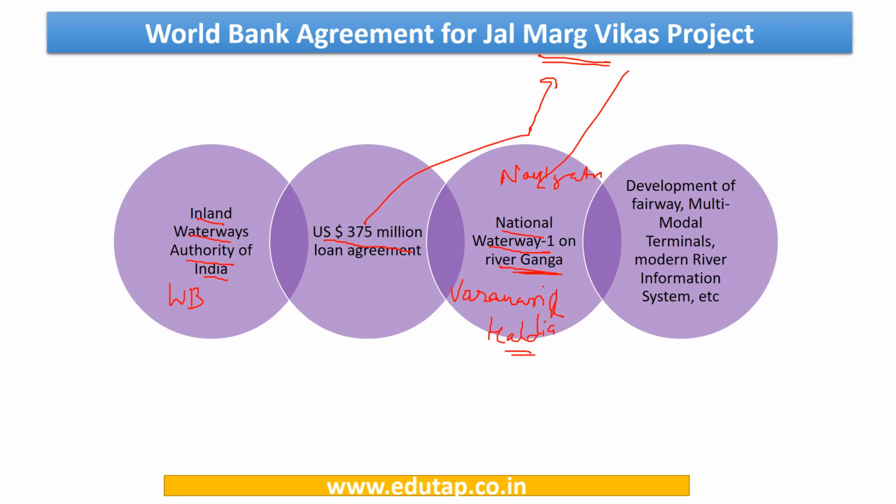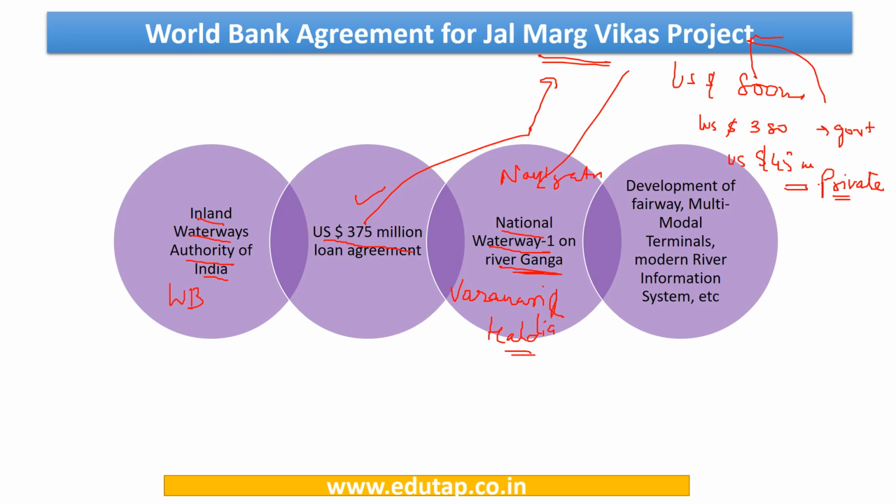So this whole project is of $800 million, out of which $375 million is being provided by the World Bank. The remaining $380 million will be provided by the Government of India through budgetary allocation, and the remaining $45 million will be sourced from the private sector. So this is how the Jal Marg Vikas project will be funded.